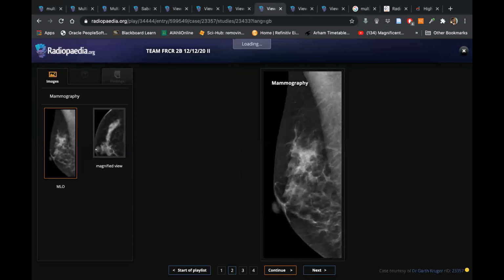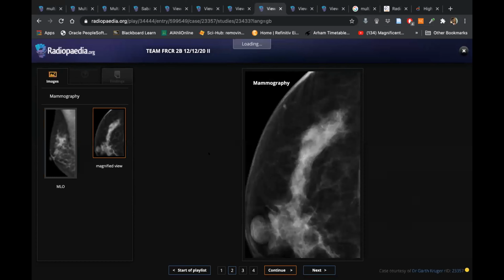Okay. Can you see anything on the magnified view? On the magnified view, I cannot appreciate any definite abnormalities on the first look. Okay. There are a few tiny specks of amorphous calcifications seen within the glandular parenchyma in the upper quadrant of the breast. However, I cannot appreciate any definite lesion in this region.